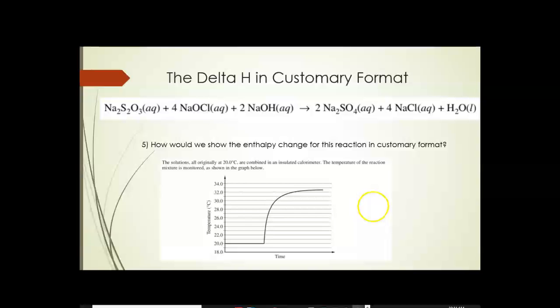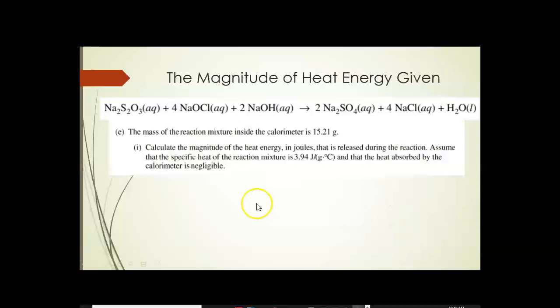How will we show this in customary format? Well, as you know, we report it as delta H equals. Once more, the system's losing heat. Therefore, products minus reactants is a negative number. So delta H is a negative number. And that's how it would be reported.